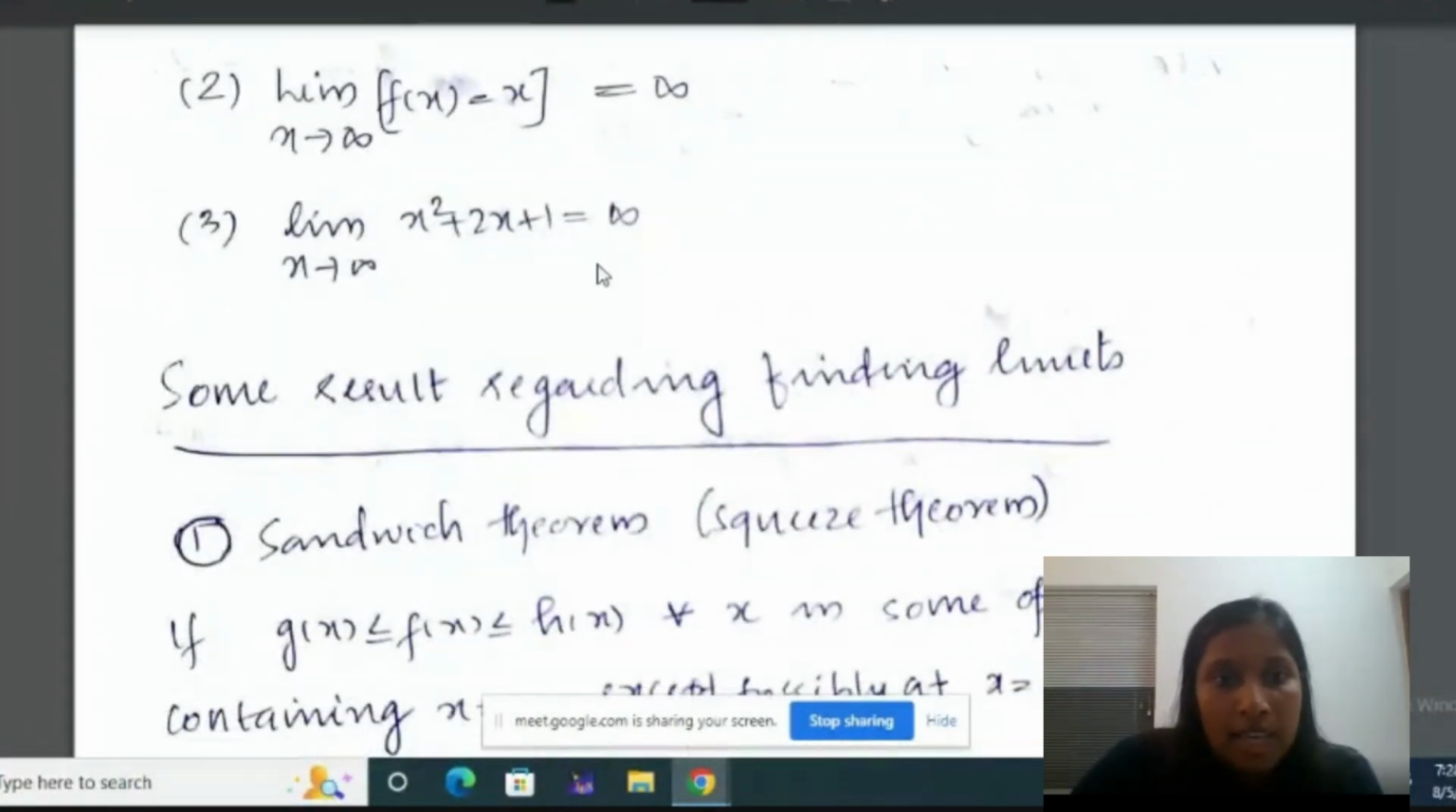Okay, if we take f of x equal to x, our polynomial function, the identity function, its limit will be infinity. If we take any other polynomial with the highest degree component having a positive coefficient, then it will have infinity as its limit at infinity.